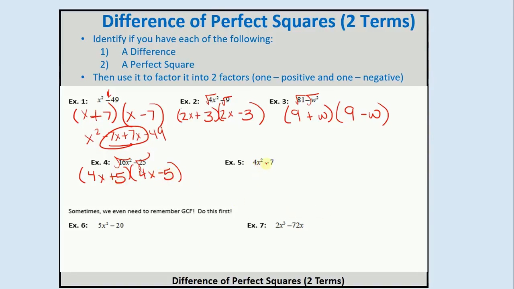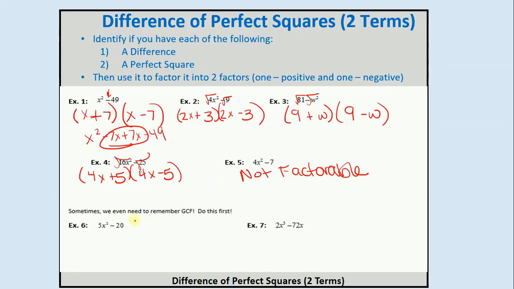This one, I have a difference. They're subtracted. A perfect square here, but 7 is not a perfect square. You know what? This is not factorable. Can't do it. Doesn't work. 7 is not a perfect square. I would have had to have 16 or 49 or something there.